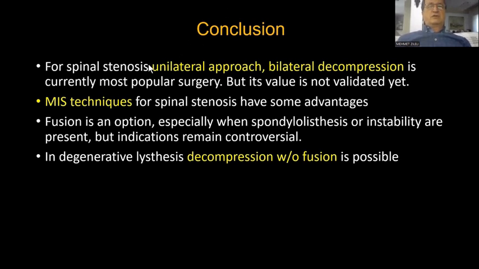In conclusion, unilateral approach with bilateral decompression is currently the most popular surgery for spinal stenosis. MIS techniques have significant advantages. Fusion is an option, especially when listhesis or instability are present, but indications remain controversial.